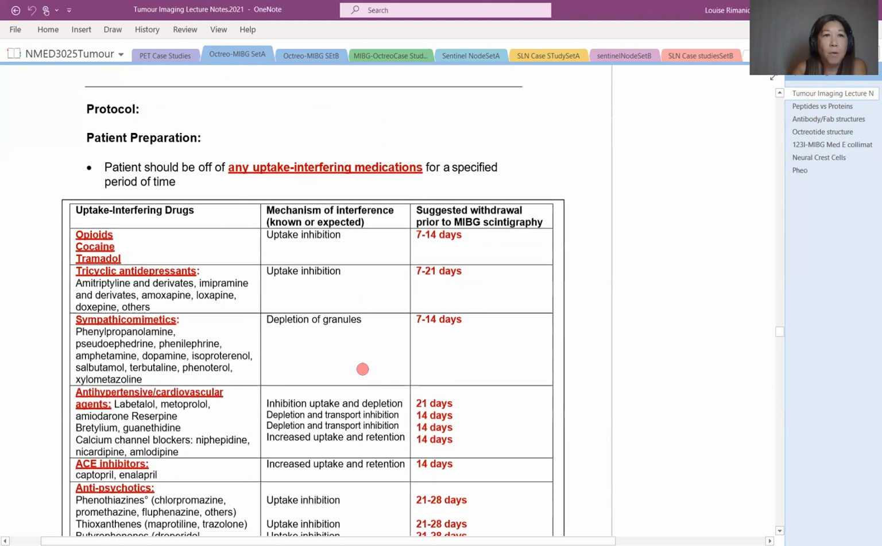So the protocol: there's a couple of things that we need to pay attention to with MIBG. The first is that patients need to be off any medications that might interfere with uptake. And depending on the drug, there is a specified time period that they have to be off these meds.